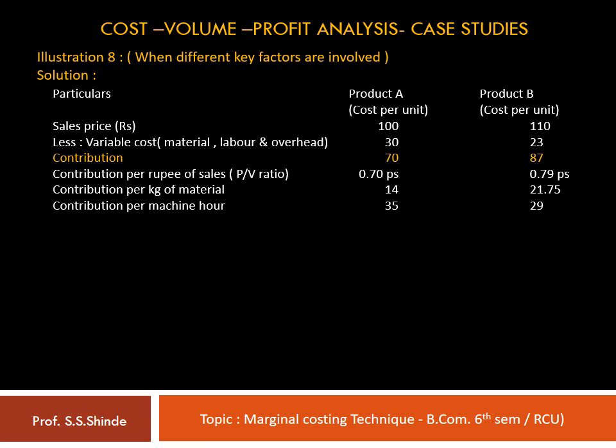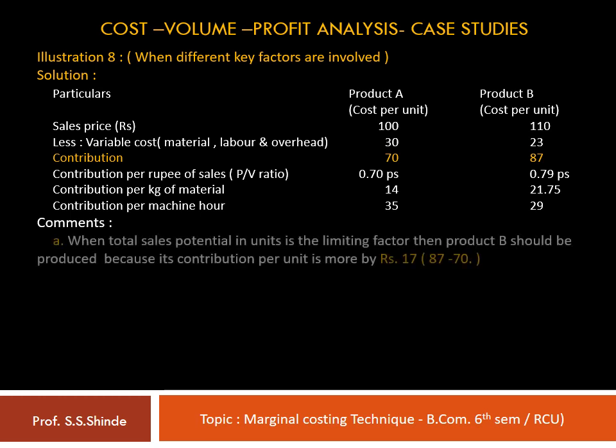Contribution per machine hour in case of product A is 35 and in case of product B is 29, which is calculated by dividing contribution by the number of machine hours consumed by each product. Now let's comment on the different limiting factors and decide upon which product should be produced. Let's take up the first one.